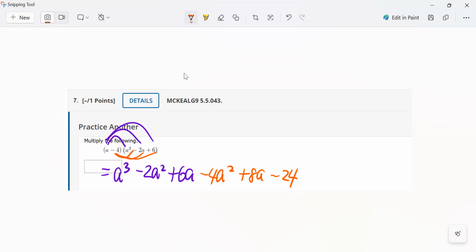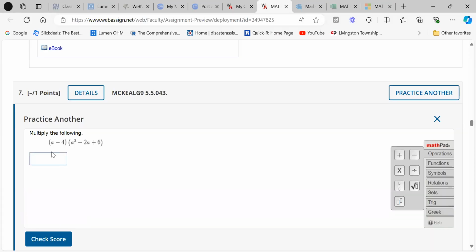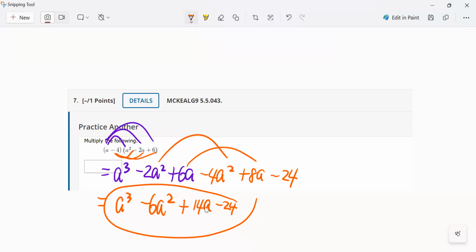From there, we just combine like terms, right? So these two are like terms, combine them. Bring over a cubed. Now minus 2a squared minus 4a squared, minus 2 minus 4 is minus 6a squared. We get 6a plus 8a, both positive, so add them to get 14a, and then minus 24. The answer is a cubed minus 6a squared plus 14a minus 24. Any question?